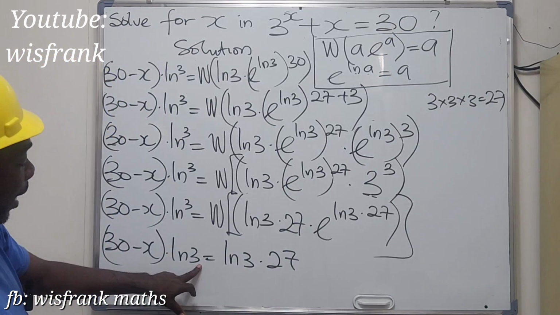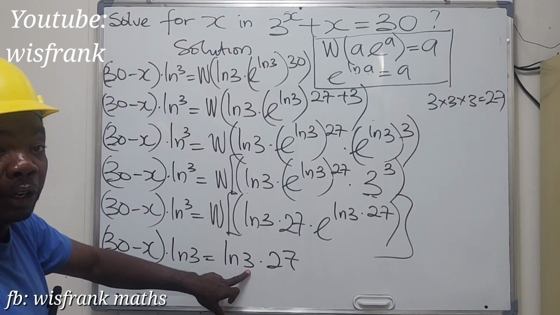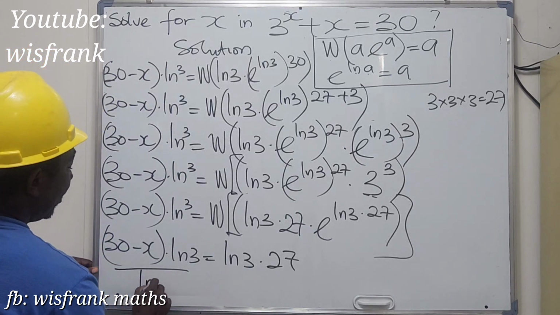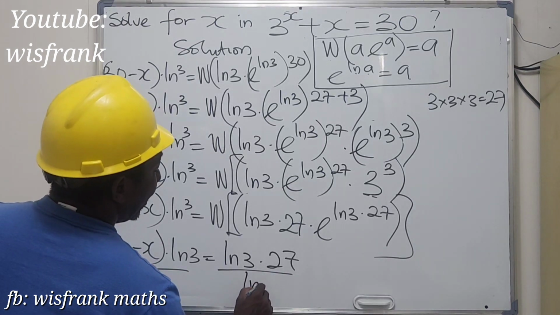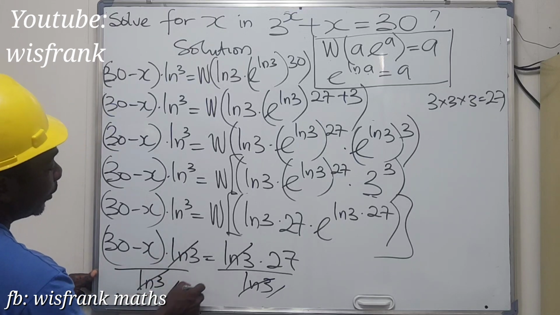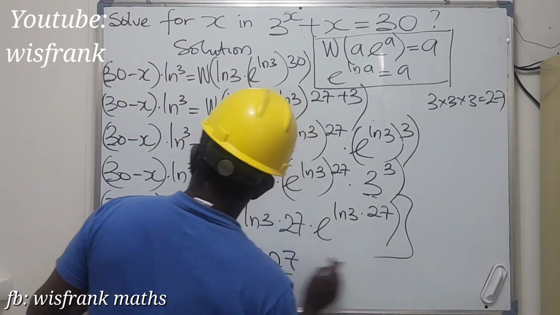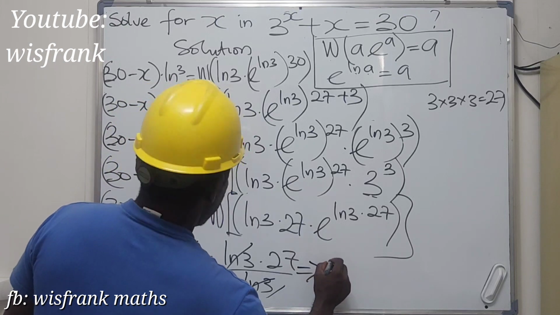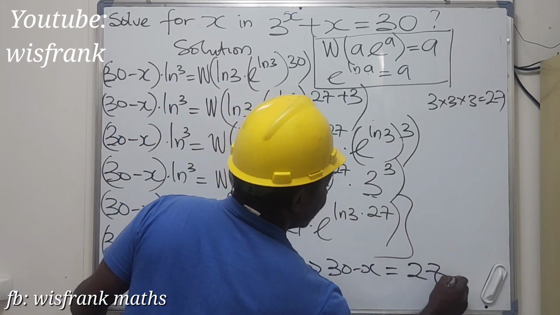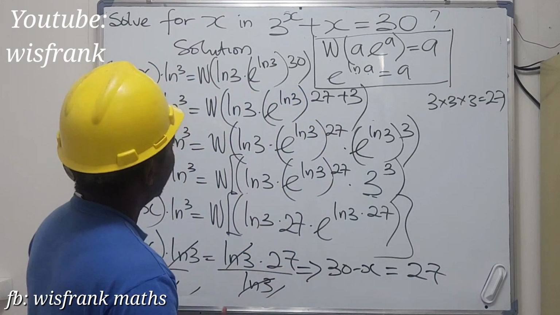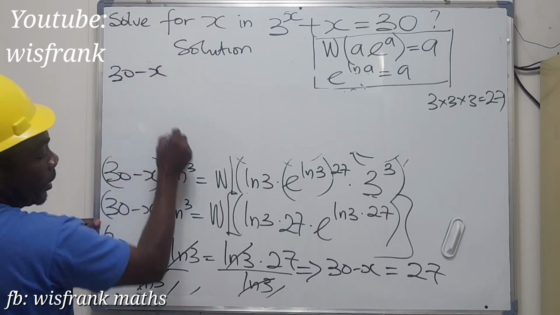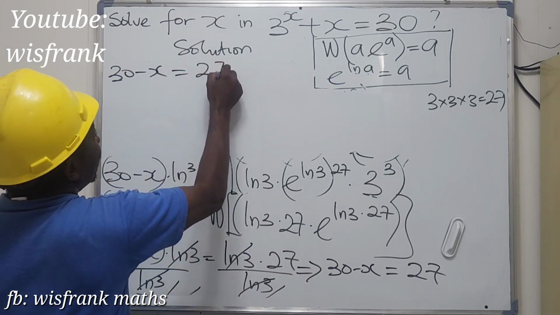In this case, we have ln of 3 here and we have ln of 3 here. We can divide both sides by ln of 3. This will cancel here and this will cancel here. We are now left with 30 minus x equals 27. So this is what we have now. We need to clean this. We have here 30 minus x equals 27.